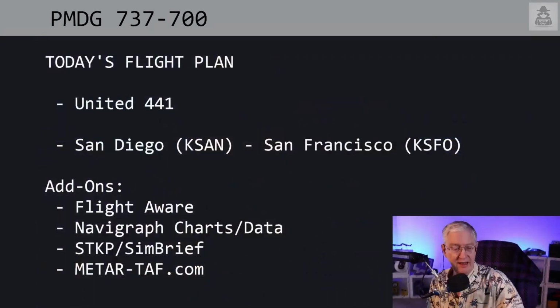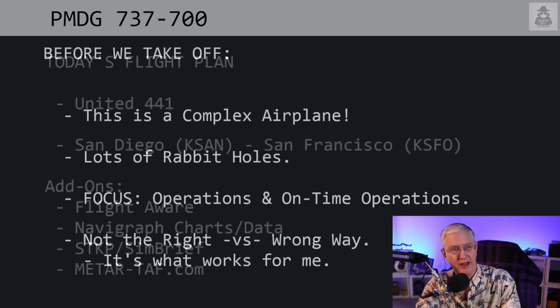Let's talk a little bit about what we're going to do today. This is going to be a simple flight from San Diego to San Francisco. My add-ons that I'm using here are FlightAware, Navigraph charts and data, SimToolkit Pro along with SimBrief, and I also use metartaf.com for a little bit of weather on these flights.